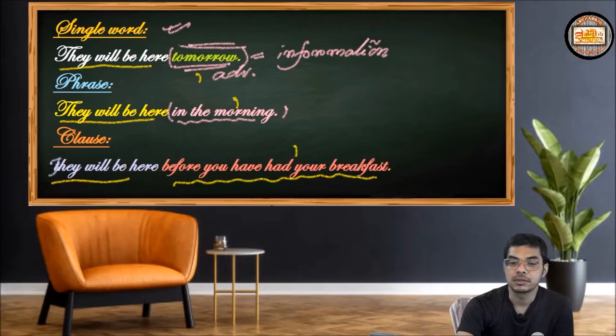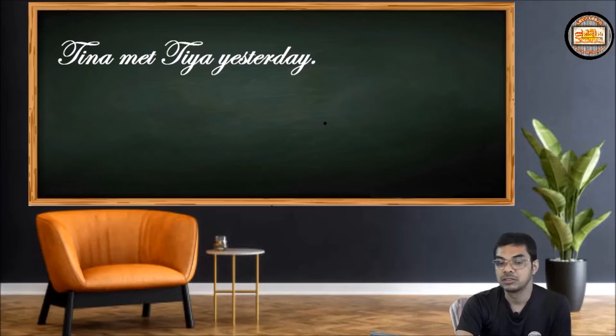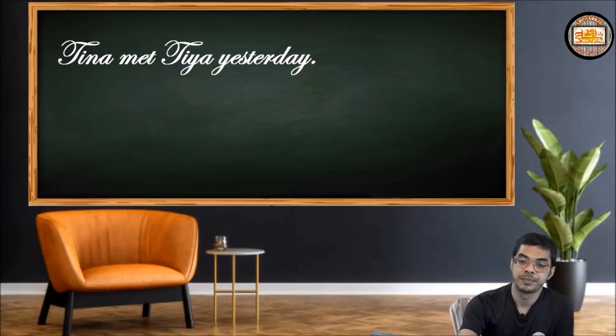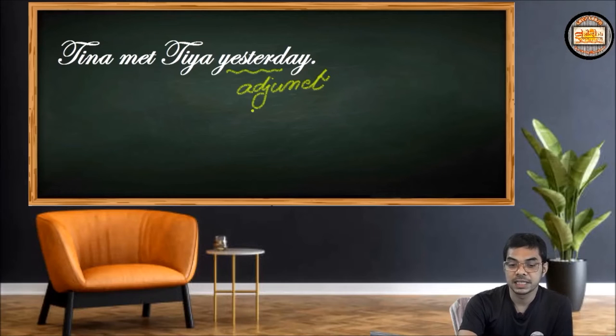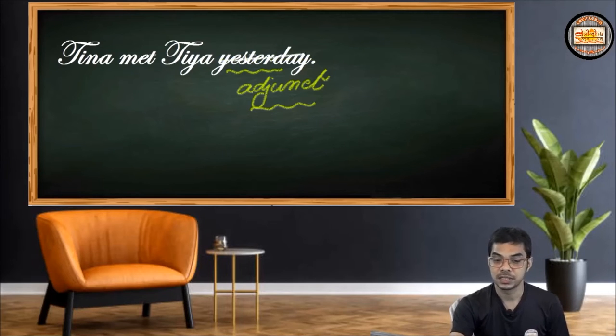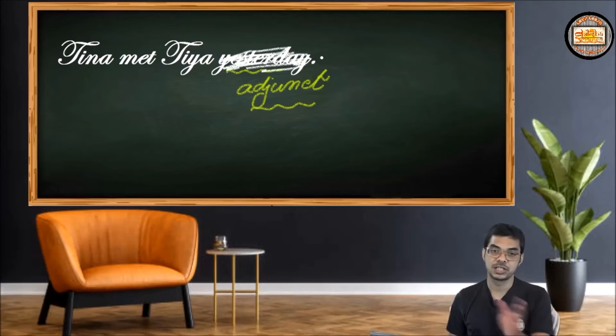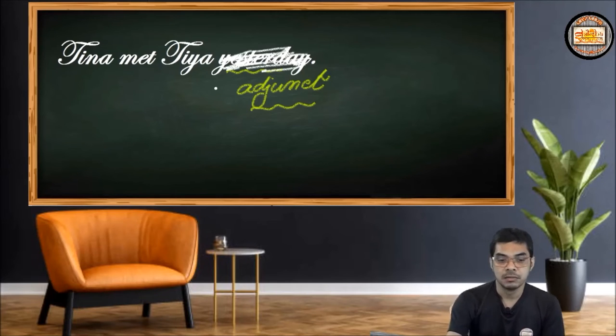So now it's time for us to take this discussion a little further, into a little depth. Tina met Tia yesterday. Now if we consider this sentence, yesterday is the adjunct. Obviously you can say this without any hesitation that yesterday is the adjunct here. But Tina met Tia. My point is, if I drop yesterday from this sentence, suppose this term is not there, I am striking it out. Tina met Tia. So here, yesterday is but an extra information. I have dropped it.